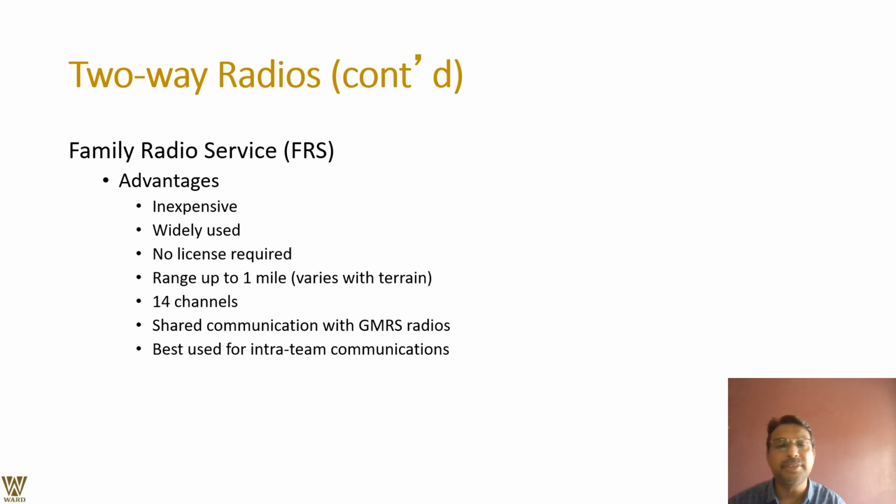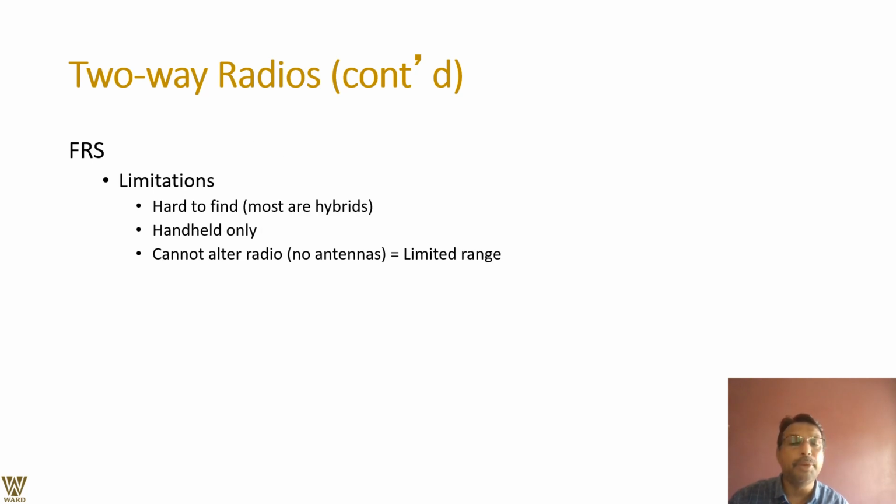FRS, or Family Radio Service, has advantages. It's extremely inexpensive, widely used, and doesn't require much of a channel or data band. No license is required. Range is up to 1.5 or 1.6 kilometers, or 1 mile as the case may be, but it depends on the terrain. Up to 14 channels, shared communication with GMRS, best used in intra-team communication.